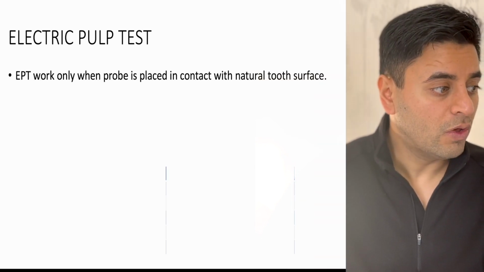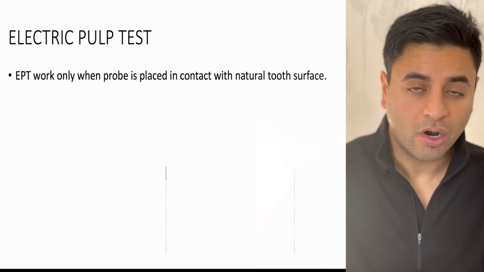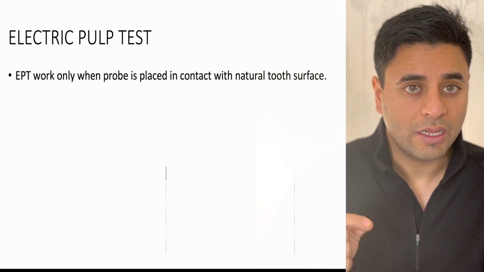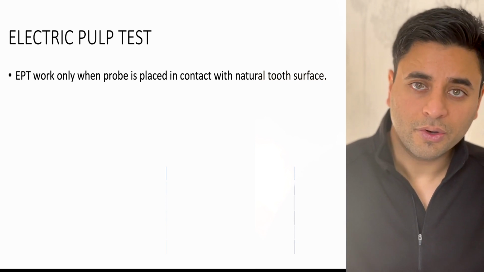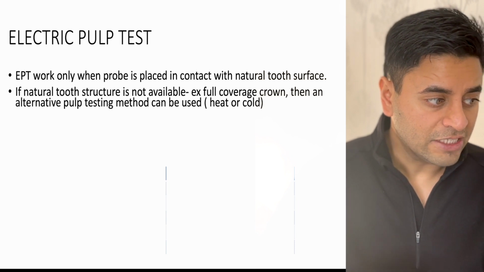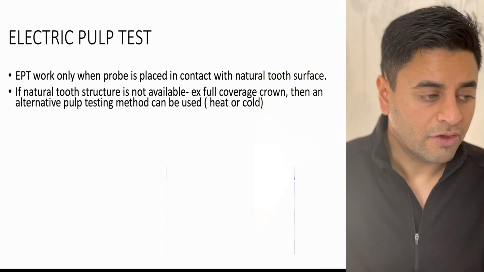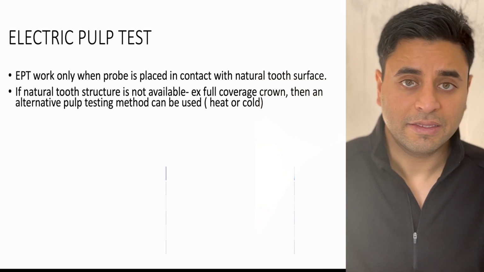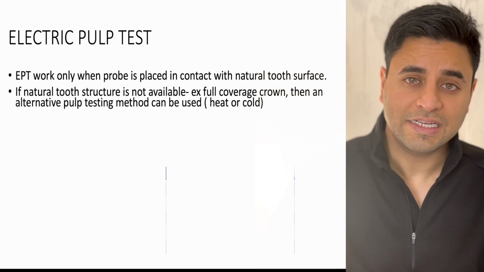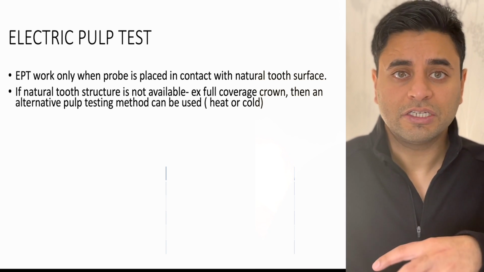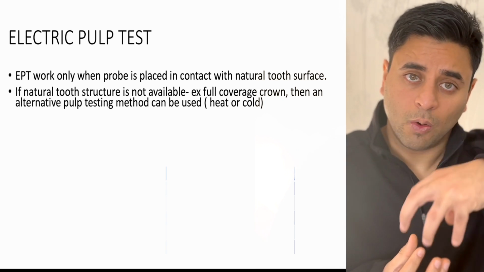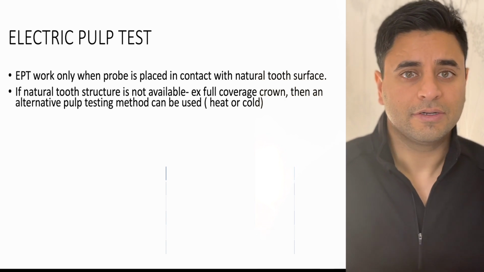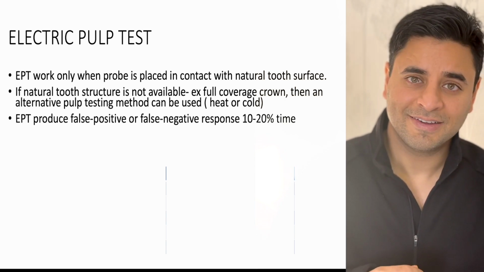Some points to remember: it will work only when the probe is placed in contact with the natural tooth surface. What does that mean? You cannot keep it on the amalgam, you cannot keep it on a PFM crown, you cannot keep it on a gold crown or anything like that. If a natural tooth structure is not available, for example in case of a full coverage crown, or sometimes a full coverage onlay, then an alternative pulp testing method is used, such as cold test. We discussed earlier, cold test is the best test method when you have a full coverage crown, because it can bring the temperature inside the crown pretty low, while EPT, electric pulp tester, would not give you any result in a full coverage crown case.